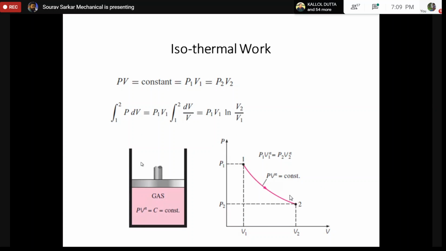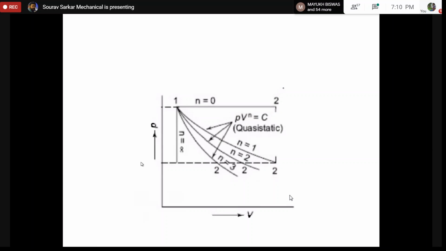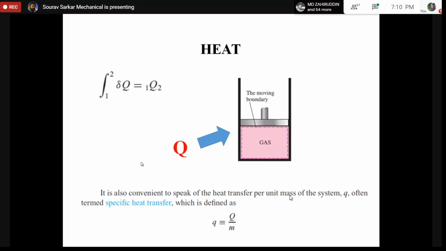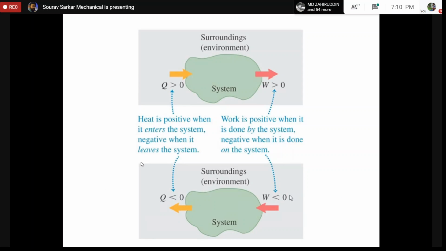Just like for the isothermal process, we know that the work done is represented in a PV diagram by the area under the curve. Then these are the different types of polytropic process. Then we discussed heat transfer and the convention of heat transfer. If heat is being added to the system, it is considered a positive heat transfer. If heat is being rejected by the system, it is called a negative heat transfer.